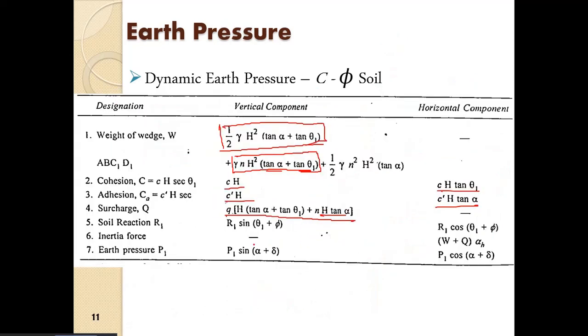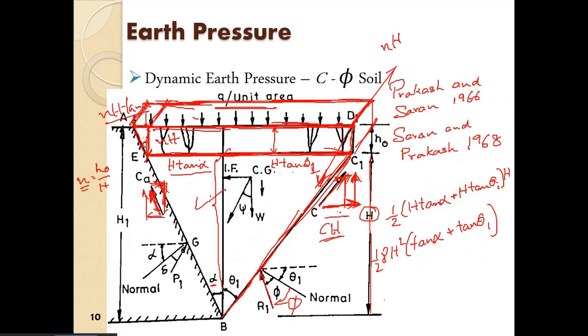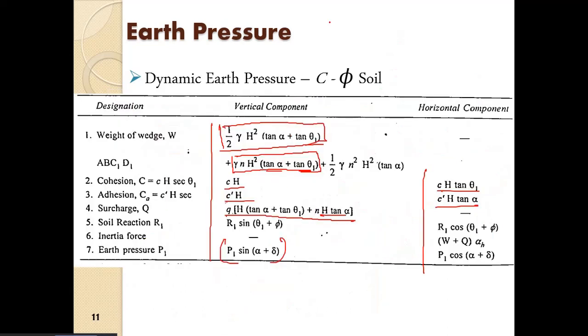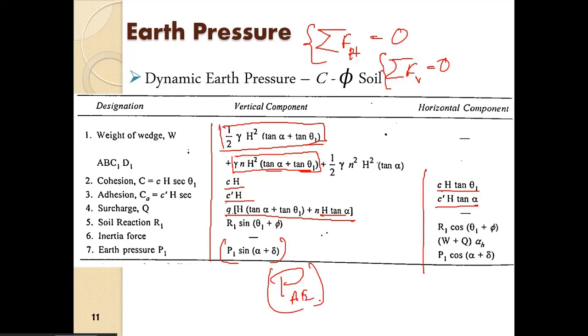So ultimately we have to find out all of these forces. These are the vertical components and these are the horizontal components, and ultimately we have to sum them up. The wedge and this wall have to be under stable condition, so a constant acceleration cannot be occurring in this wall. So the summation of forces in the horizontal direction is equal to zero, and the summation of forces in the vertical direction is equal to zero. We sum them up, and ultimately we find out the active earth pressure. That is how we do that.